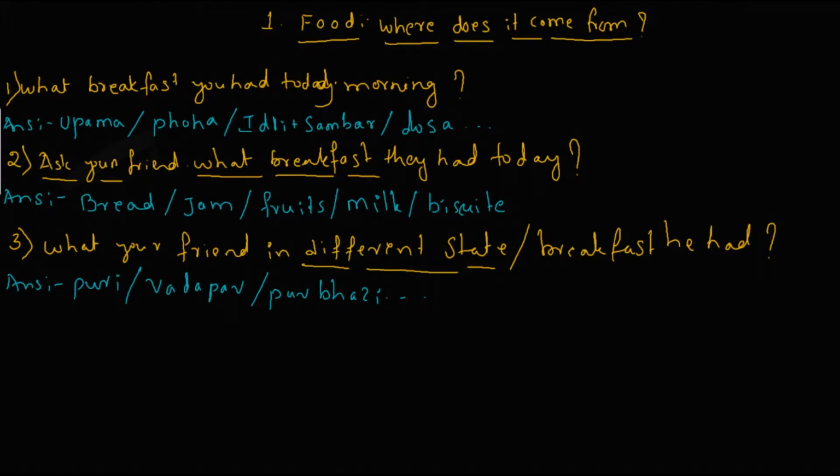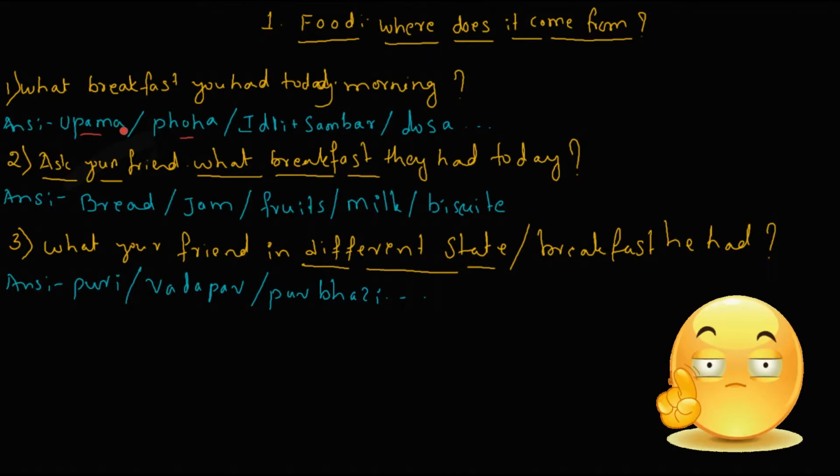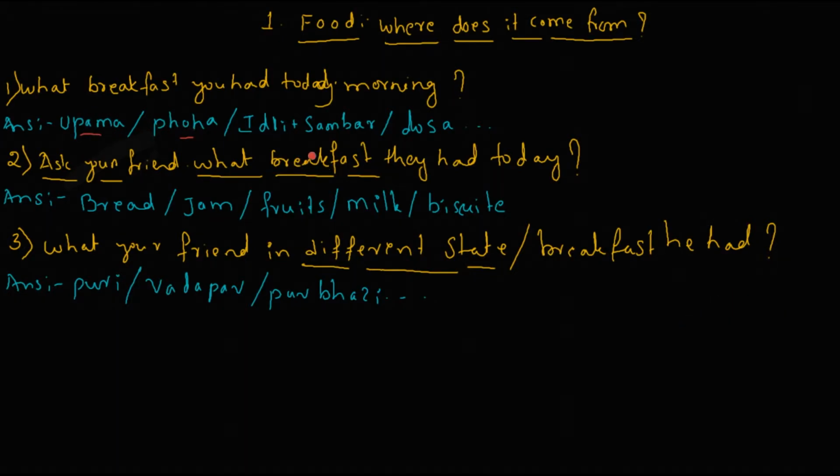Let's understand here first. The first question to you is, you have upma, poha, idli, dosa. Are they the same? They are part of the breakfast, but are the foods the same? No. Upma is different, poha is different, idli sambar is different, dosa is different. Let's check with your friend. He had bread. That is also part of the breakfast, but he had something different. He had jam, fruit, milk, biscuit. So different. Same question to one of the friends who stays in a different state of India. Puri, vada pav and pav bhaji he had.